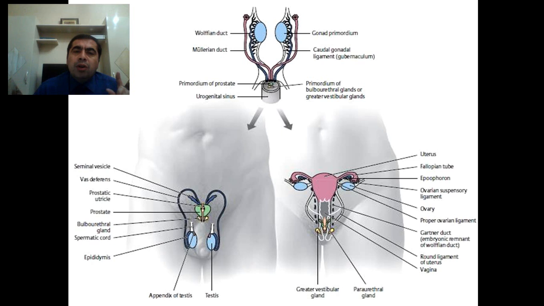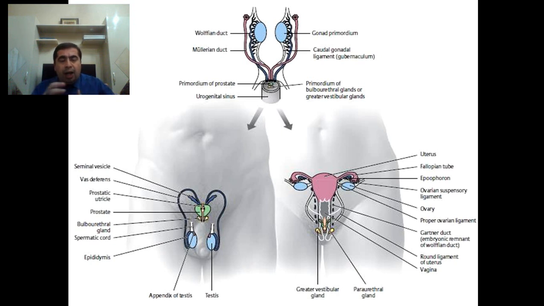I said before that during early embryonic development, the indifferent sex glands, where we don't know if this is testis or ovary, are located at the neck region. Then they descend caudally and reach the lumbar region. And in this part the following happens.